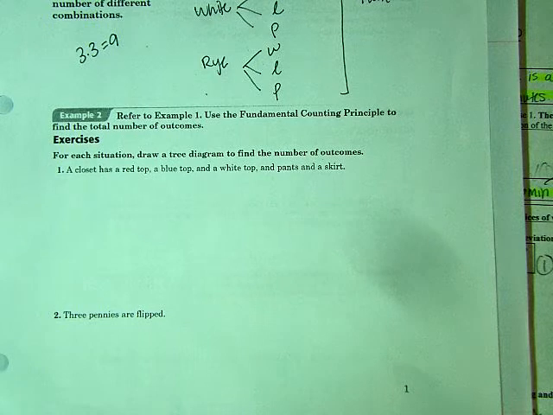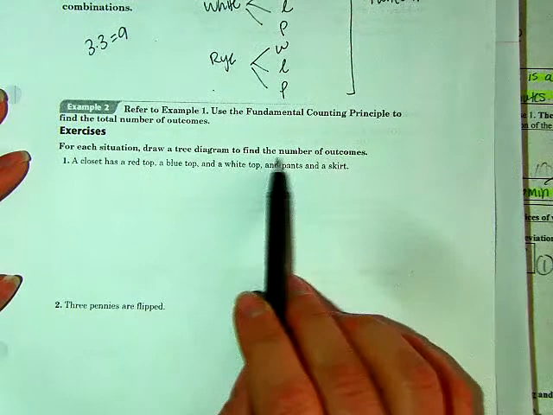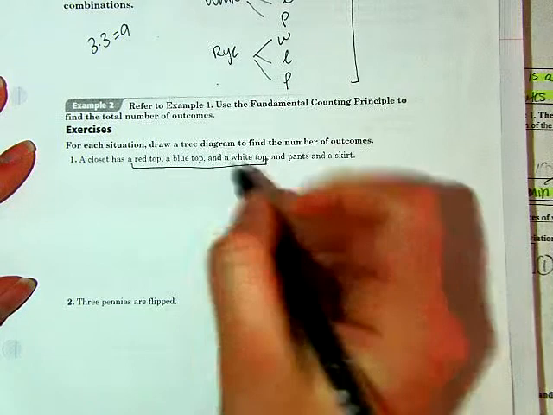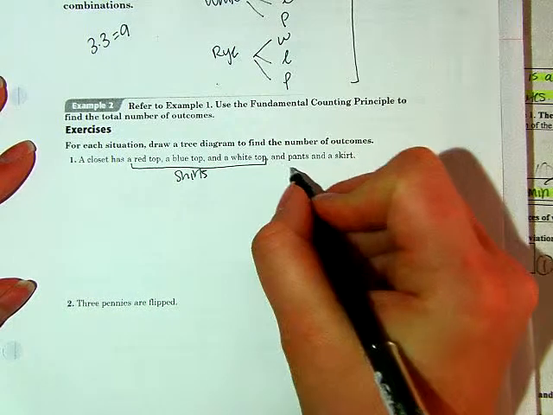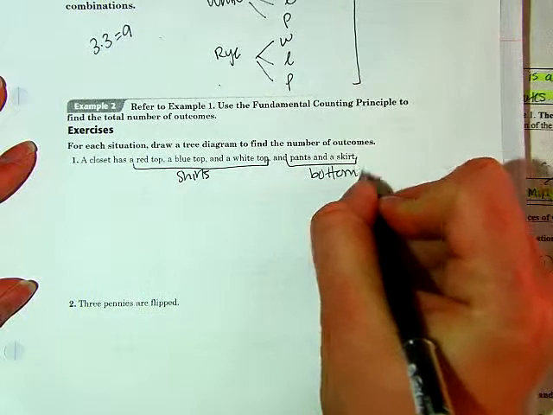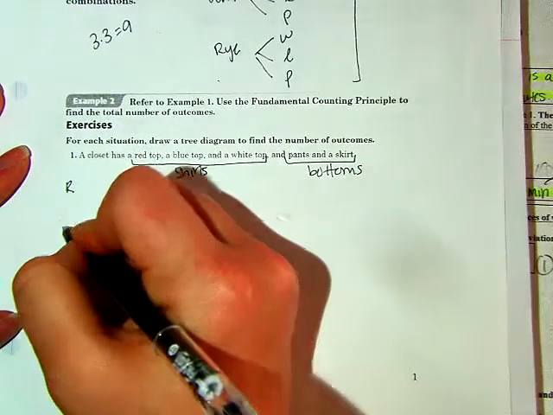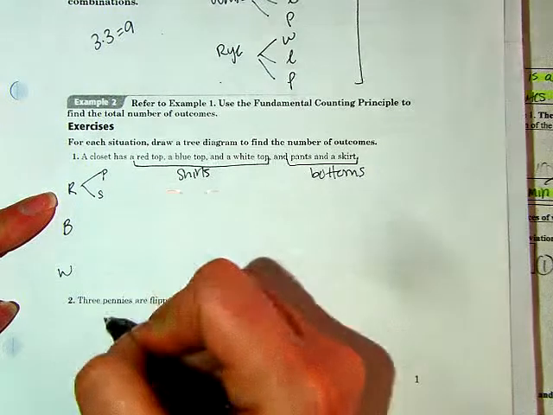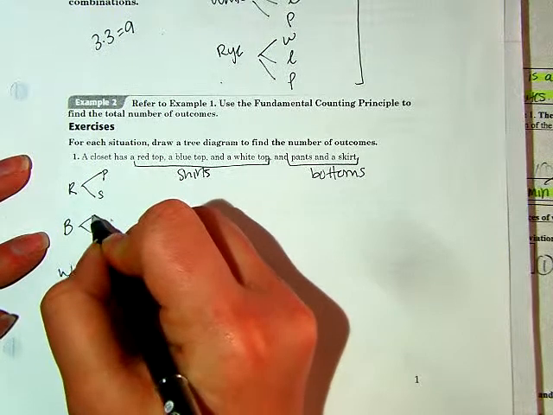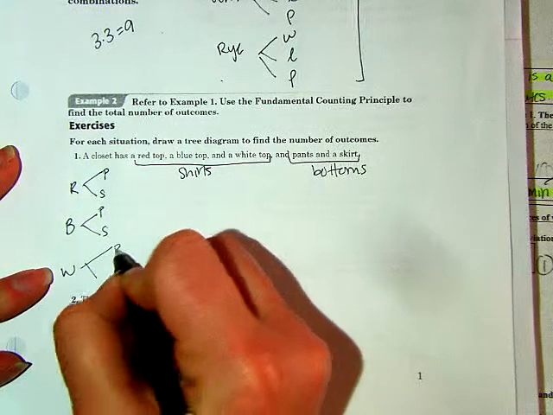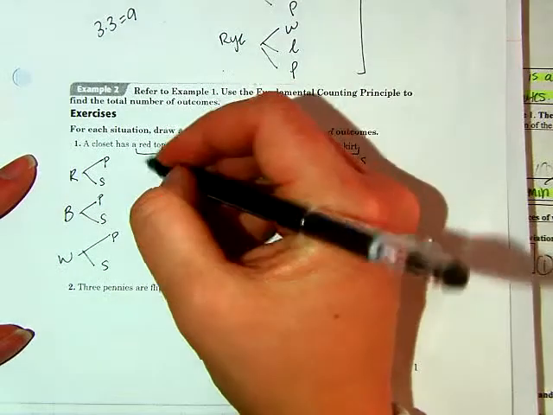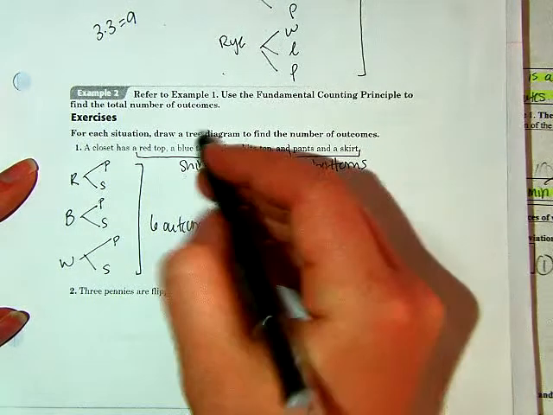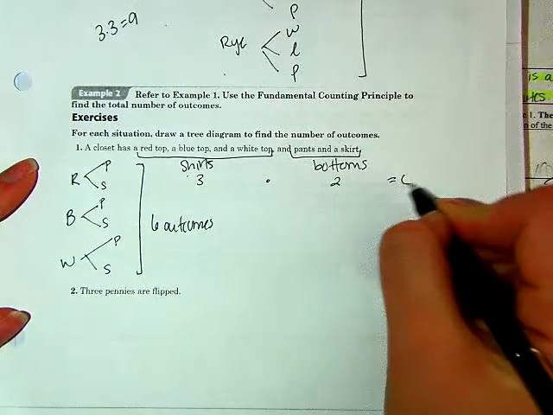So a couple of examples here. For each situation, draw a tree diagram to find the number of outcomes. A closet has a red top, a blue top, and a white top. Our first event is shirts. Our second event is bottoms. So we could pick a red, a blue, or a white. After we pick our shirt, we could pick pants or skirt. What if we picked a blue shirt? Pants or skirt, still our options. A white shirt, pants or skirt. Story of my teaching life. So if we count all of these outcomes, we have 6 outcomes, which makes sense because this is 3, this is 2, 3 times 2 is 6.